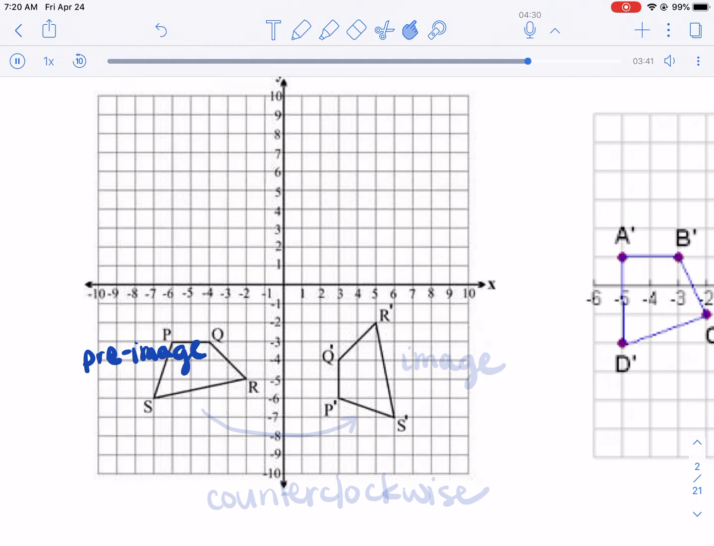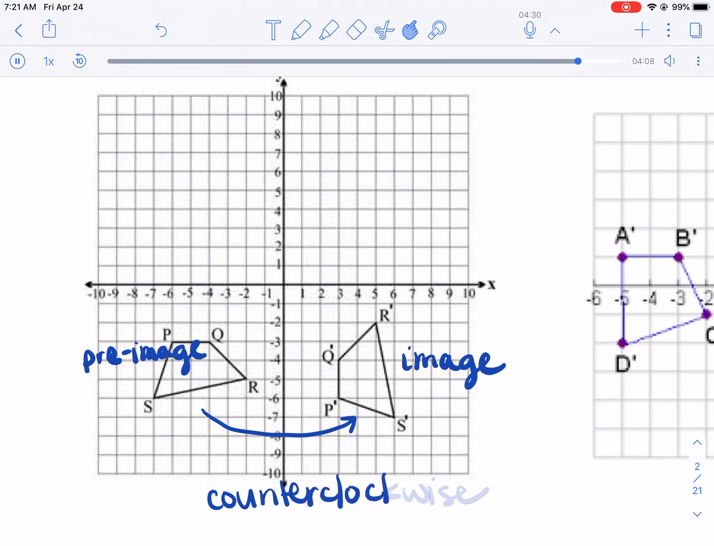And this one, P prime, Q prime, R prime, S prime, is the image. So this is a rotation, and it's moving from this left quadrant to this right quadrant. We talk about whether or not something is clockwise or counterclockwise. Because this moves the other direction than a clock moves, this is moving counterclockwise.